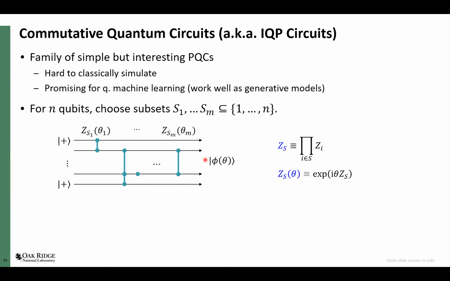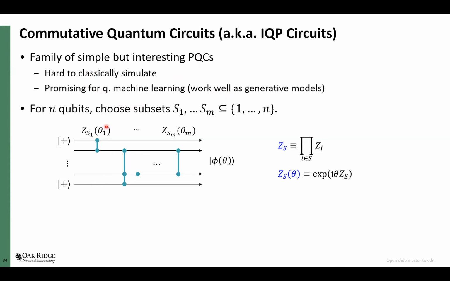Okay, so let's look at actually a parametric quantum circuit. One of the circuit classes that I looked at are called commutative quantum circuits, sometimes called IQP circuits. And they're a relatively simple ansatz, but they're interesting because they're hard to simulate classically. They're also promising for quantum machine learning. They make nice generative models.